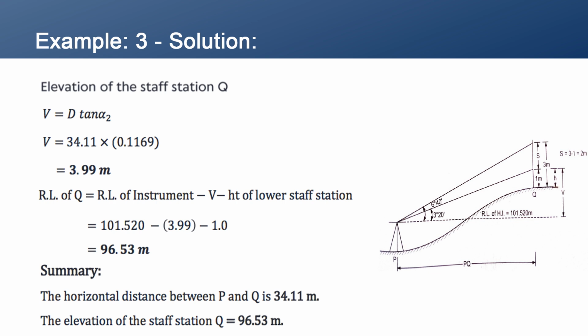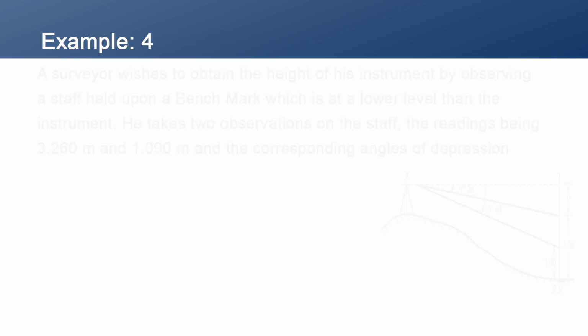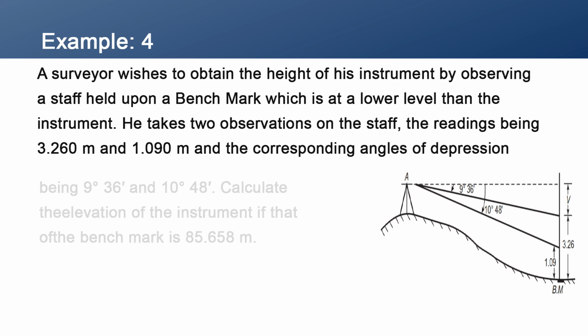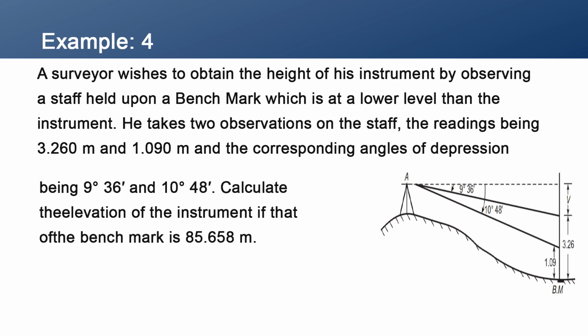Summary here is the horizontal distance between P and Q is 34.11 meter and the elevation of the staff station Q is 96.53 meter. Now, moving to the next problem, a surveyor wishes to obtain the height of his instrument by observing a staff held upon a benchmark which is at a lower level than the instrument. He takes two observations of the staff, the readings being 3.260 meter and 1.090 meter, and the corresponding angles of depression are 9 degree 36 minutes and 10 degree 48 minutes. Calculate the elevation of the instrument if that of the benchmark is 85.658.